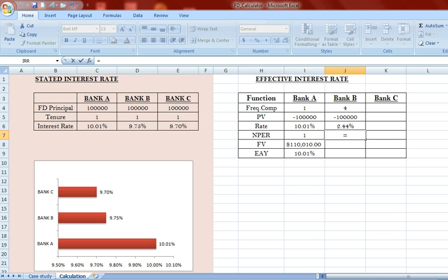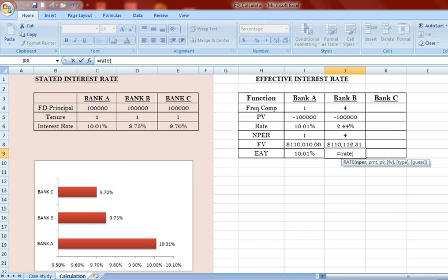Similarly, you need to do it for NPER also. Since it is a quarterly compounding, you need to multiply the frequency of compounding with the tenure to arrive at the NPER. NPER is nothing but the time frame of this investment. What is the future value? Again you need to write the similar function, for which you can just press Ctrl C and Ctrl V to arrive at the maturity value for Bank B as well. Similarly, you can write a RATE function to arrive at the effective interest rate for Bank B.